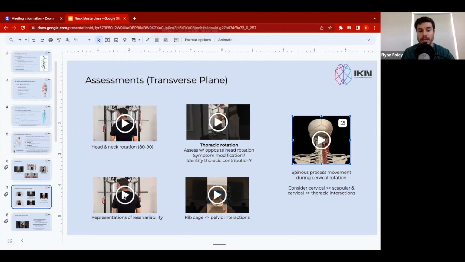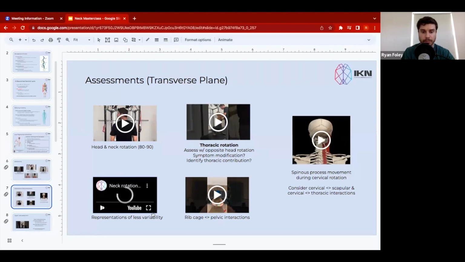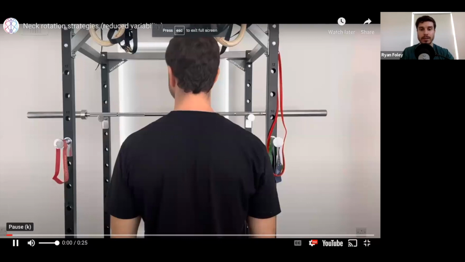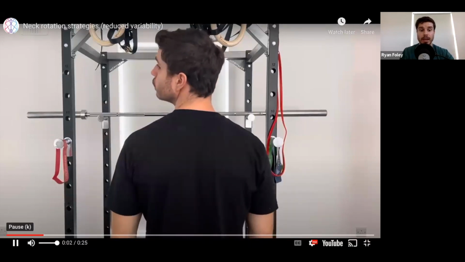Now, what are some representations of a reduction in variability? So if we look at a video here, when we're looking at head and neck rotation, what you'll tend to see is that when they rotate the head, there's an inability to concentrate that rotation through the thoracic spine, but they actually have to extend through the thoracic spine. So they can't actually get that rotation through the thoracic spine. They have to steal motion from another direction.